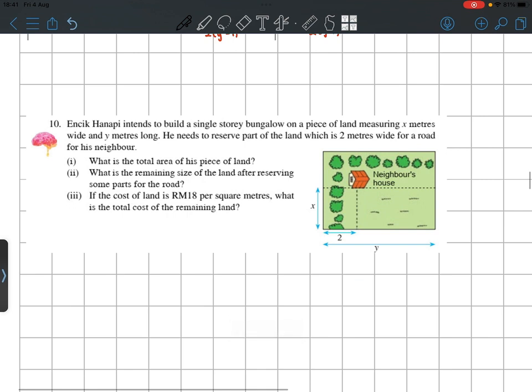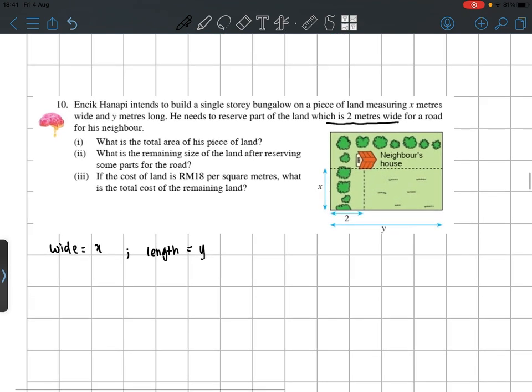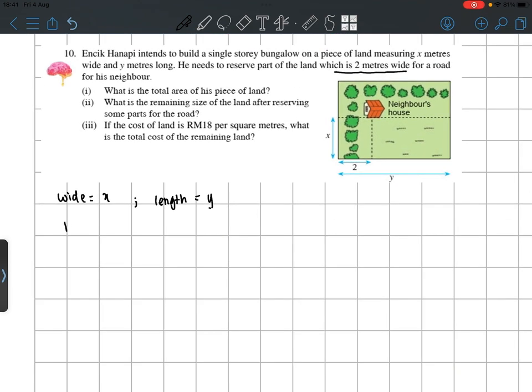So, question 10 is: Hanapi intends to build a single-story bungalow on a piece of land measuring x meters wide. So let's write down x meter wide, and the length is y. He needs to reserve part of the land, 2 meter wide, for the road for his neighbor. So reserve 2 meter wide. Okay, so question 1, what is the total area of the piece of land?